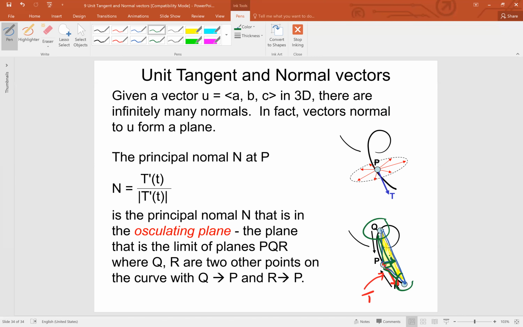That plane is called the osculating or the kissing plane. It's the limit of all the planes as you take the points closer and closer toward the point P. And the limit of the plane is called the osculating plane. And the unit normal exists in that osculating plane, perpendicular to the tangent. Okay, and that's it. That's the geometry behind the unit normal and unit tangent.